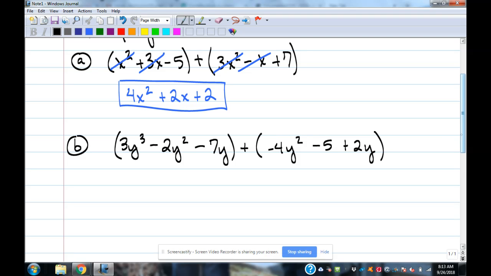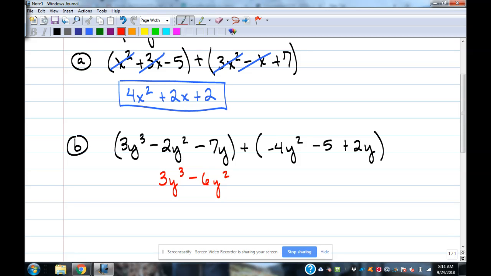So what's the highest power on the variable? The third, y to the third. Is there anybody that's like y to the third? No. So we're just going to bring him down. Or her, I'm not sure what that is, but it's a y, so probably her. All right. Now, that one's done. Then we go to the next term, negative 2y squared. That's the next highest power. So is there anything like the y squareds? We got a negative 4. So negative 2 plus negative 4, negative 6y squared.